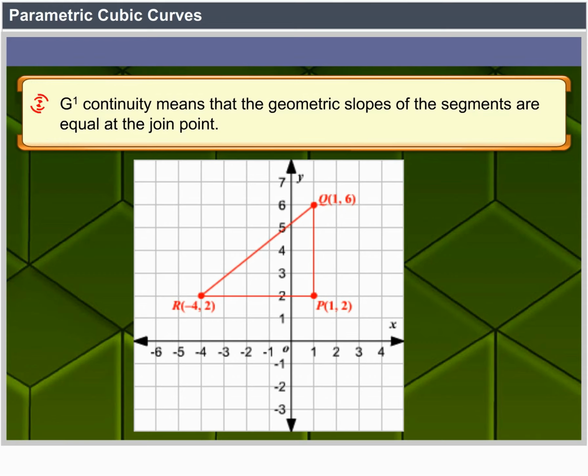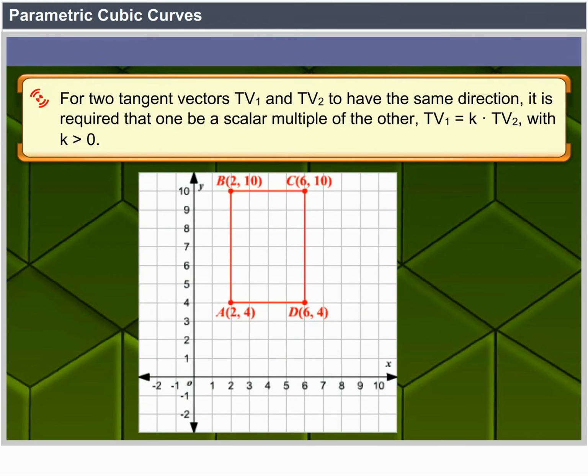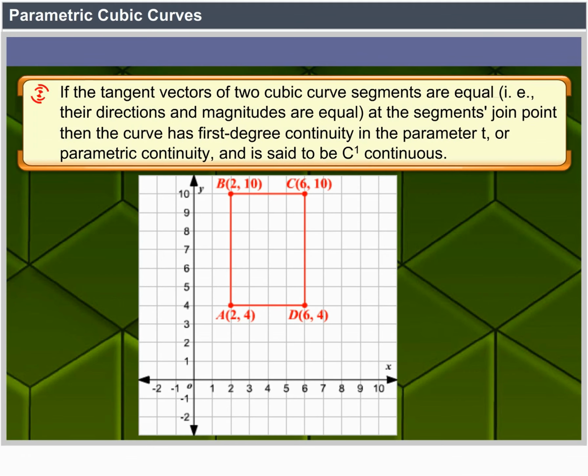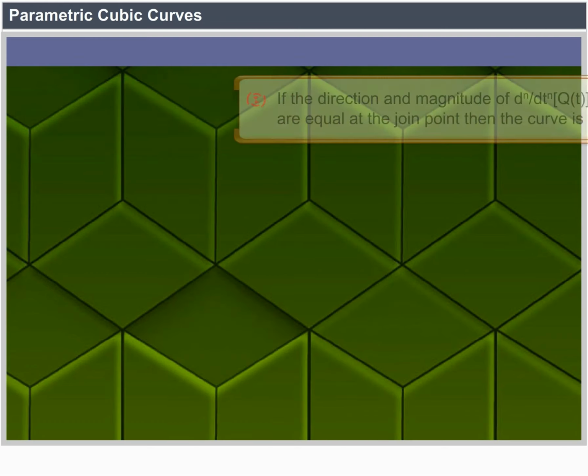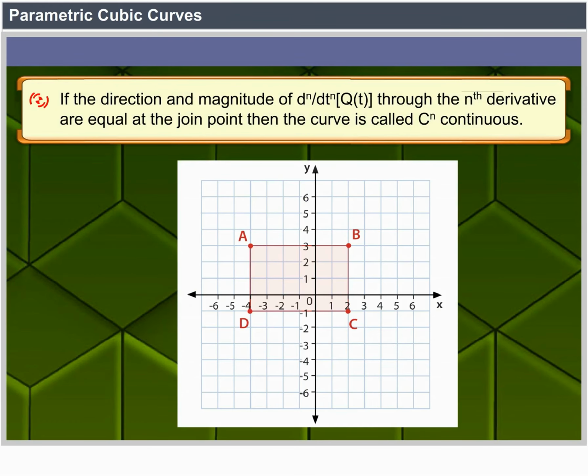For two tangent vectors TV1 and TV2 to have the same direction, it is necessary that one be a scalar multiple of the other: TV1 equals k times TV2, with k being greater than 0. If the tangent vectors of the two cubic curve segments are equal, that is, their directions and magnitudes are equal at the segment's join point, the curve has first-degree continuity in the parameter t, or parametric continuity, and is said to be C1 continuous. If the direction and magnitude of d^n/dt^n of q of t, the nth derivative, are equal at the join point, the curve is called Cn continuous.